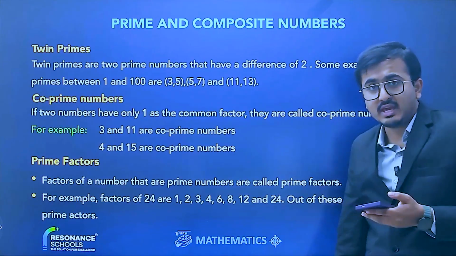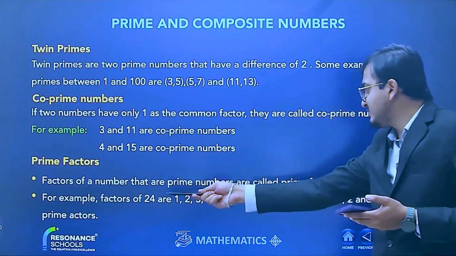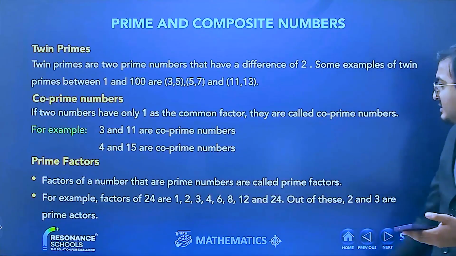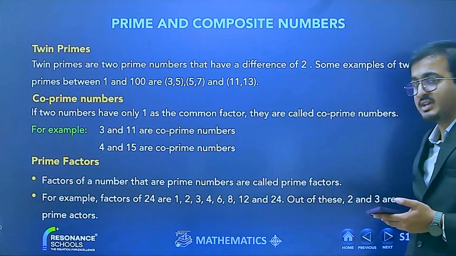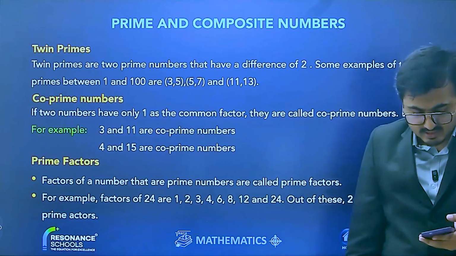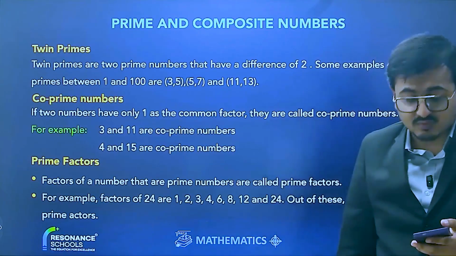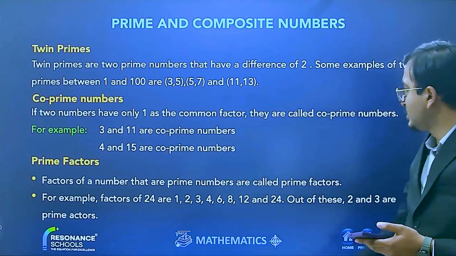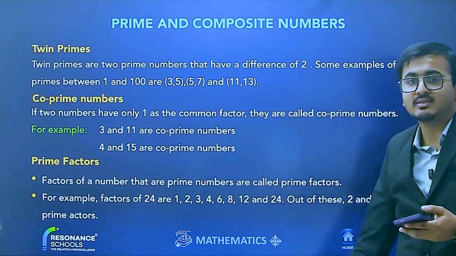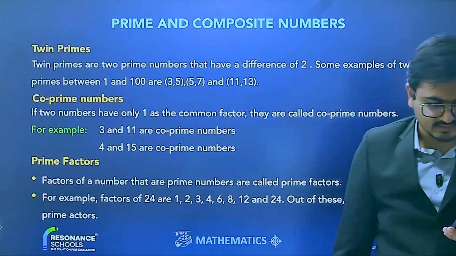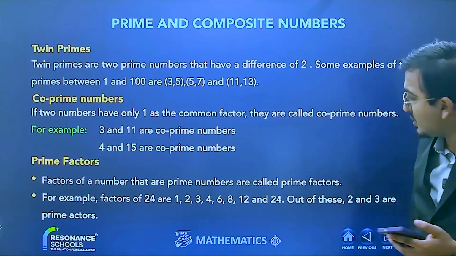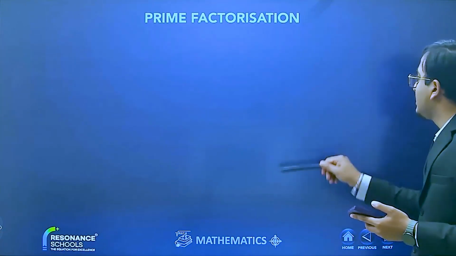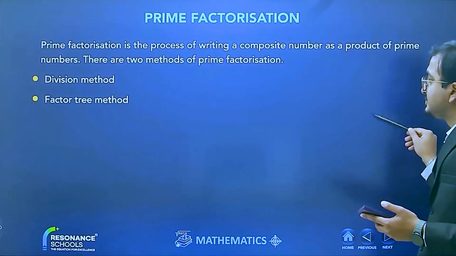Prime factors. So there are many factors. Please check for 24 what are the factors. 1, 2, 3, 4, 6, 8, 12, 24 and so on. Correct. These are the list of the factors. But what are the prime factors here? 2 and 3 are the prime factors. Clear everyone? Let's move to the next one.